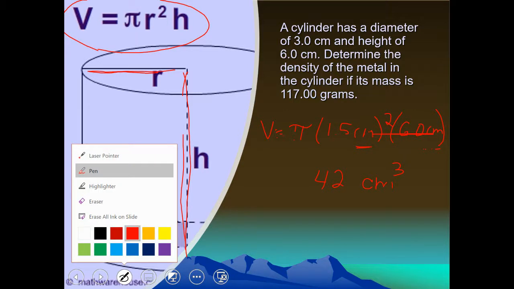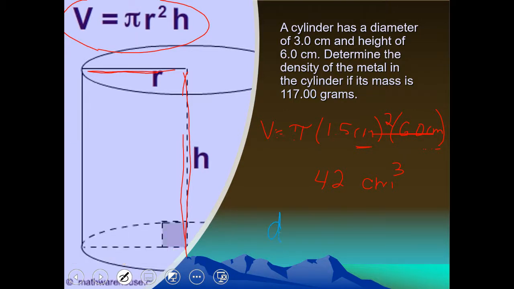And then we know that density is equal to the mass. It says right here, the mass, 117.00 grams, divided by the volume, which we just calculated. Now the volume has 2 sig figs, so when I divide this, again, I got a long decimal number, but I'm just going to round it to 2 significant figures. And then my units are grams per centimeter cubed, or grams per milliliter.